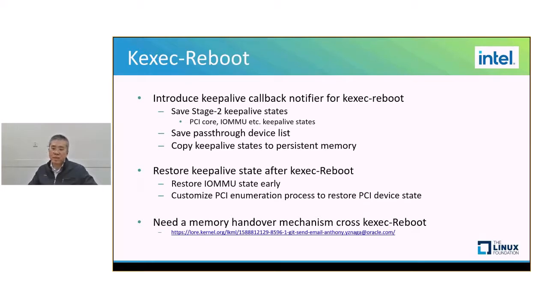Pass-through device list is another important information that needs to pass to the new kernel so that the new kernel can identify the Keepalive devices and do special handling during PCI enumeration. We also need a memory handover mechanism to pass all this data from old kernel to new kernel. Anthony from Oracle has a proposal for this.